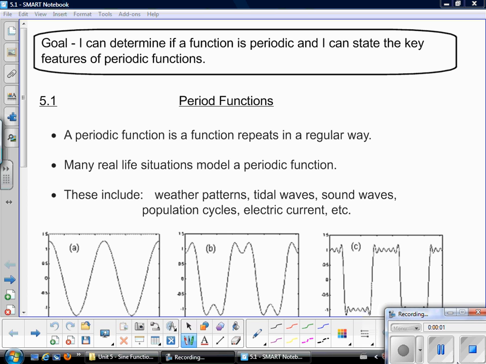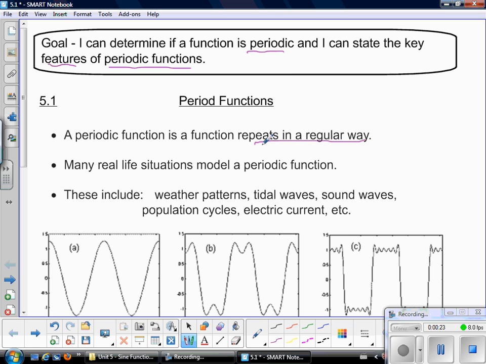What we're doing now is we're starting our next unit. And the goal of this unit is I can determine if a function is periodic and I can state the key features of a periodic function. Okay, so 5.1, periodic functions.